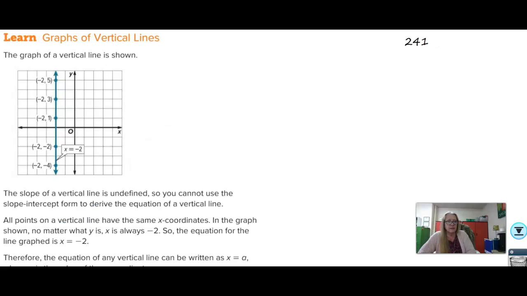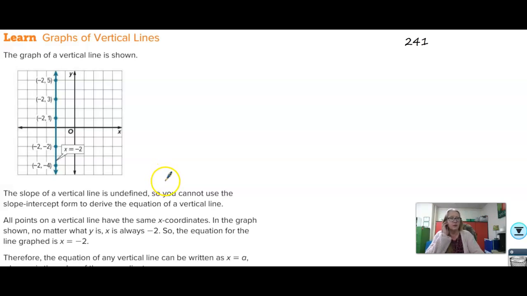And now vertical lines. Vertical lines are the opposite. They always say x equals a number. All right, and they say you cannot use the slope-intercept form to derive the equation of a vertical line. That's because the slope is undefined, okay? It's sort of like breaking math laws. If we were to put the slope in front of x, there would be a 0 in the denominator of the slope fraction, and that is undefined.